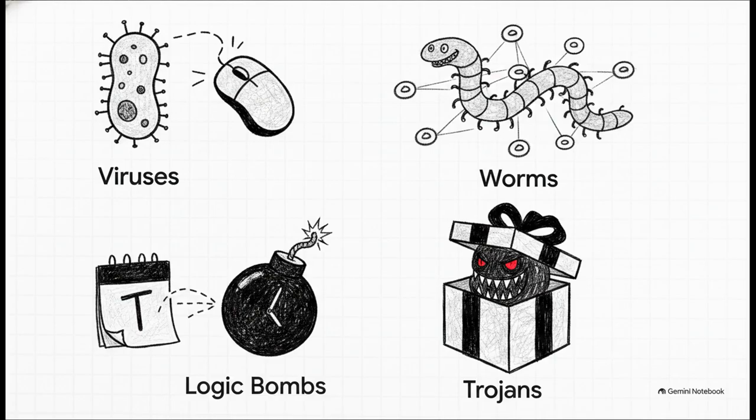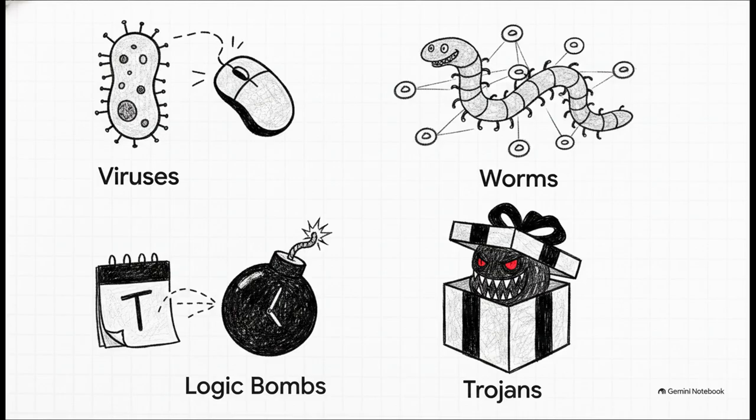We've got viruses, worms, logic bombs, and Trojan horses. Pay special attention here, guys. A computer virus actually requires some kind of human action, like a user sharing an infected file or clicking a bad link, to propagate and execute its payload. A worm, on the other hand, is completely self-propagating. It travels across networks entirely under its own power without any human intervention at all.